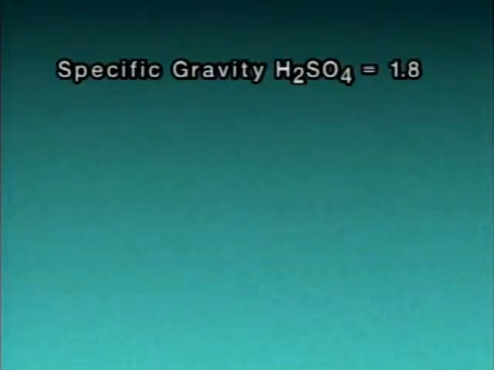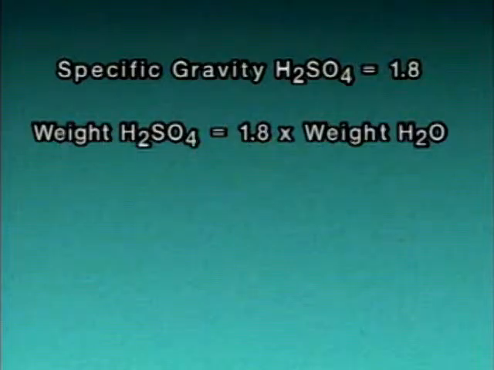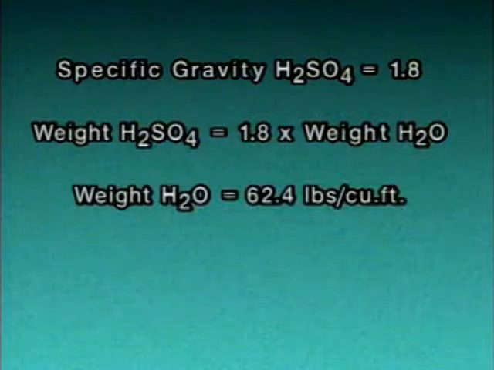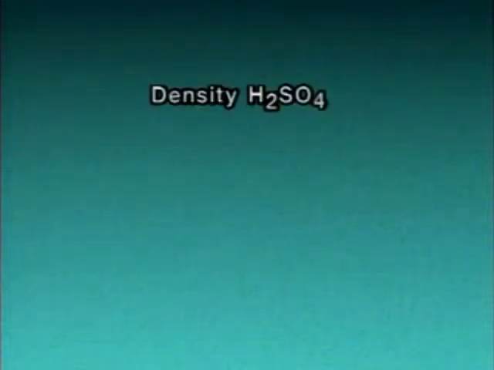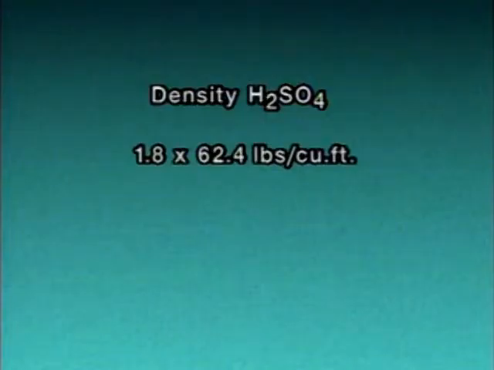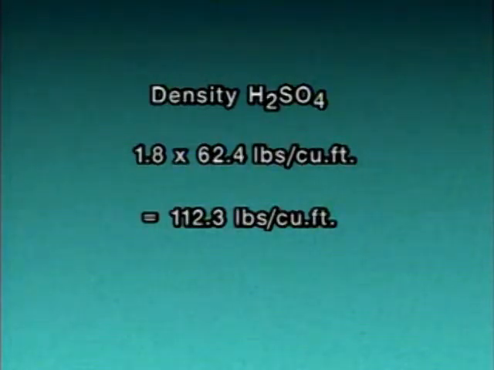To take an example, the specific gravity of sulfuric acid is about 1.8. So sulfuric acid weighs about 1.8 times as much as water. This also means that sulfuric acid is 1.8 times as dense as water. Therefore, you can calculate the density of sulfuric acid by multiplying 1.8 times the density of water, which is 62.4 pounds per cubic foot. Sulfuric acid has a density of about 112.3 pounds per cubic foot.